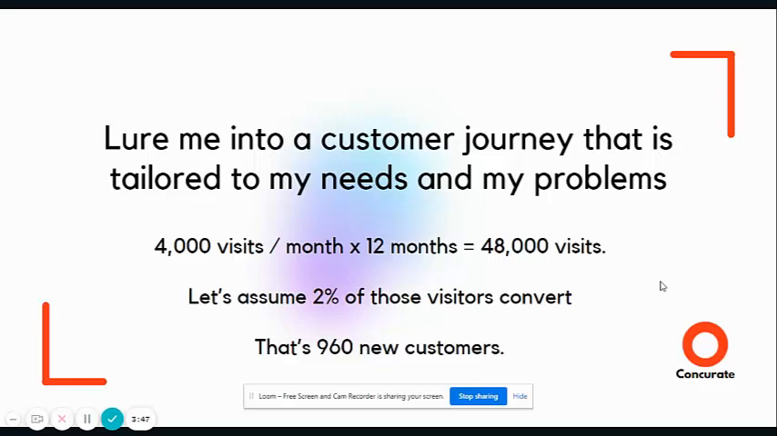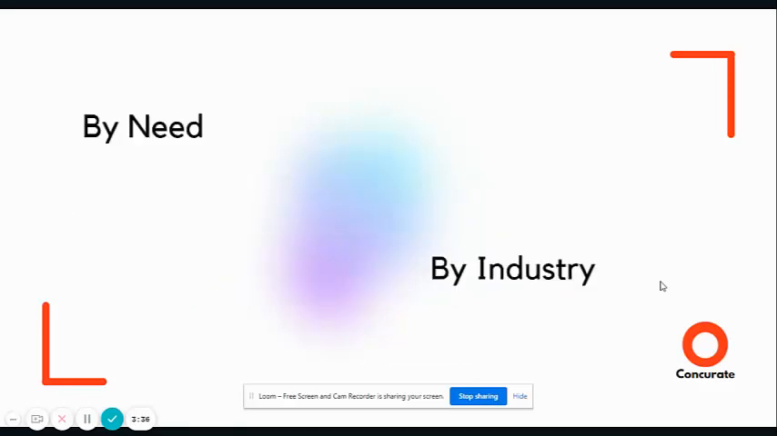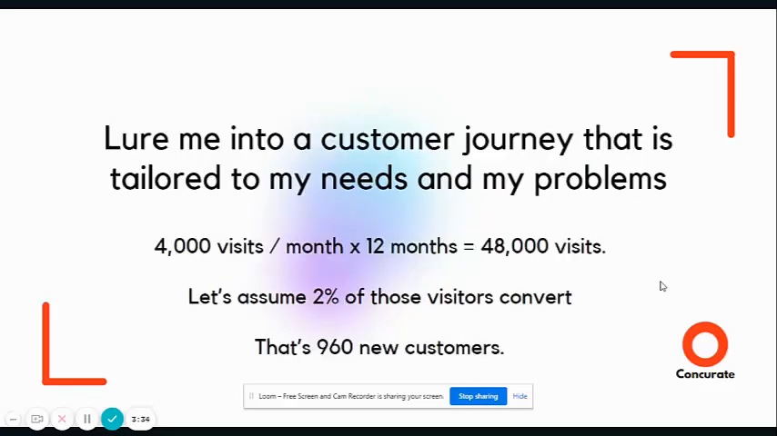Now let's assume 2% of these visitors converts, that is 960 new customers, whopping 960 new customers. So think about how these pages are basically helping Salesforce make such huge revenue.